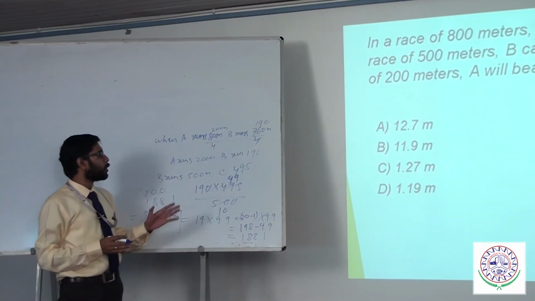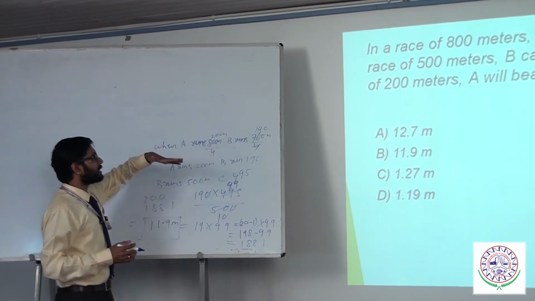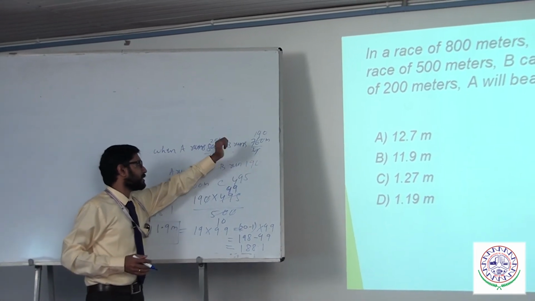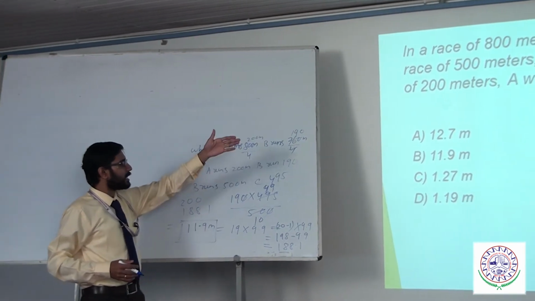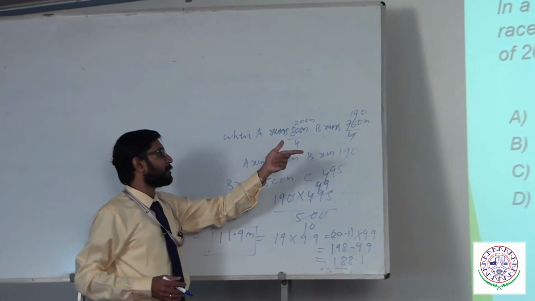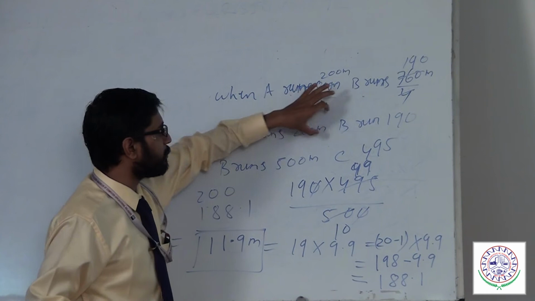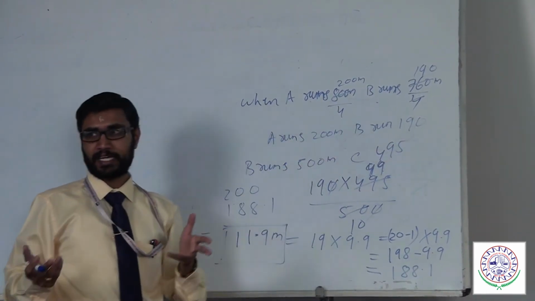So to avoid that, what you can do is make a relation with A and B. What they gave: 800 meters, and A can beat B by 40 meters, so 40 meters less. Then I converted it into 200 meters, because they asked at the end about C in a race of 200 meters. So I got the relation with A and B for 200 meters. When A runs for 200 meters, B runs for 190.